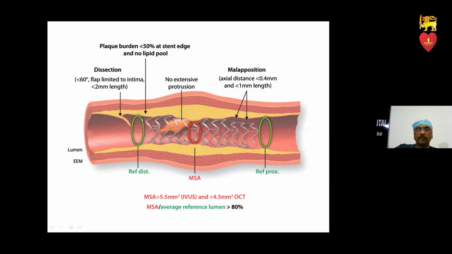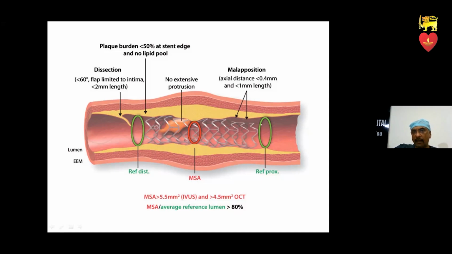Having deployed it, we look for a distal dissection. If you have a distal dissection of less than 60 degrees, less than 2 millimeters, that does not reach the media, we leave it alone. If you have a distal dissection of more than 60 degrees, with the flap going from the intima into the media, and length more than 2 millimeters, you probably need to put a stent. For extensive protrusions, you may have to tack it up with a balloon dilatation, wait for some time and see if you can push this protrusion back.